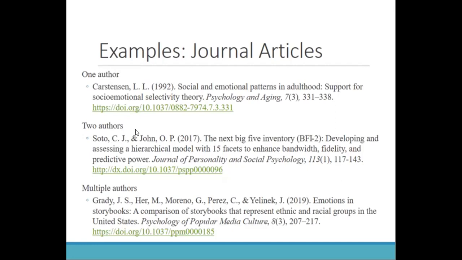Okay, if you have 2 authors, there's an ampersand between the authors' names, but same thing. Notice the capitalization in the article title. The journal title, again, gets the big words capitalized and is in italics. It's hard to tell when you're looking at it, but the volume number also goes in italics. So this number right here is the volume.